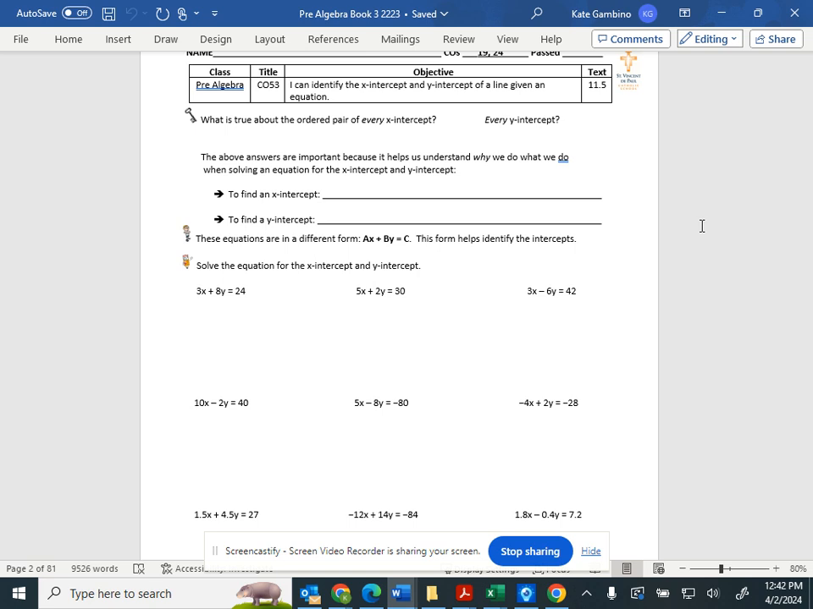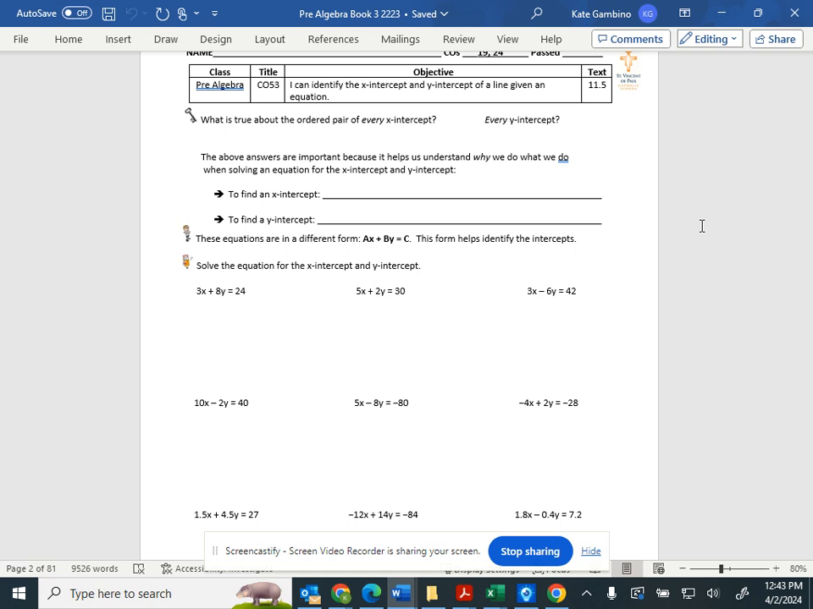Today we are working on CO53. I can identify the X-intercept and Y-intercept of a line given an equation. So our last objective, we actually saw the graph. So it was really easy to see where that X-intercept was because we saw where it crossed the X-axis. Now, we're not going to have that graph.